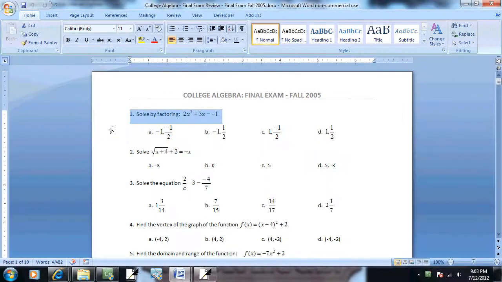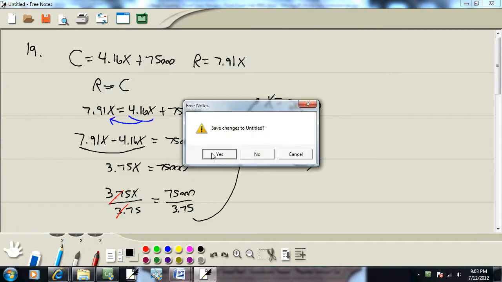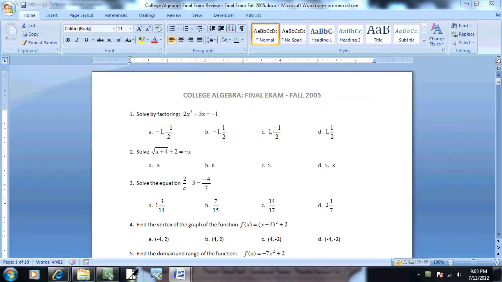Let's take a look at problem number 1. It says solve by factoring. This is on my tablet. There it is. Try it again.